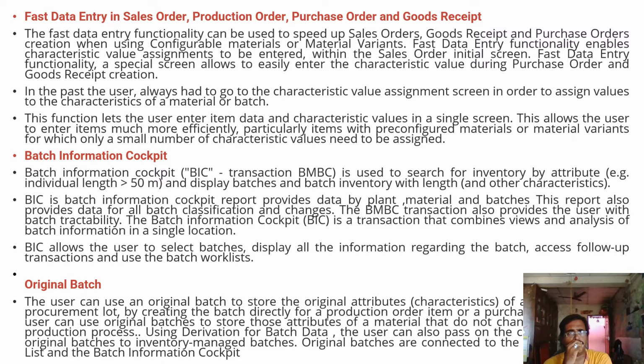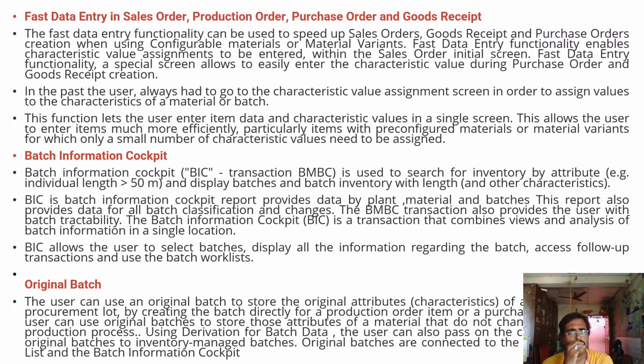Fast data entry functionality can be used to speed up the creation of sales orders, goods receipts, and purchase orders when using configurable materials or material variants. Fast data entry functionality enables characteristic value assignments to be entered within the sales order from the initial screen. Fast data entry is a special screen that allows you to easily enter the characteristic values during the purchase order and goods receipt creations.